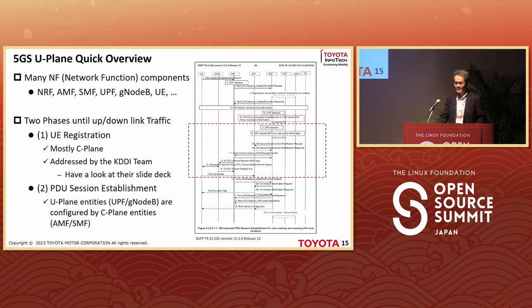And the second point: until our smartphones are online and we can generate traffic and communicate with the remote side, there are two phases. One is UE, user equipment, registration. This is mostly done in the C-plane, and Endo-san's work is actually focusing on this phase, okay. And the second phase is so-called PDU session establishment. At this stage, IP addresses would be assigned to each smartphone or data communication module, and remote communication would be enabled. Okay.